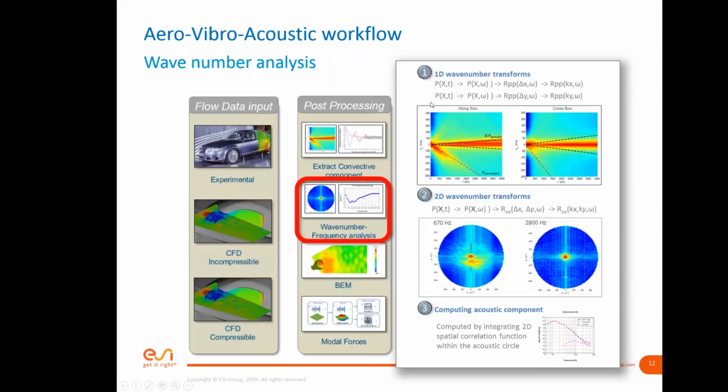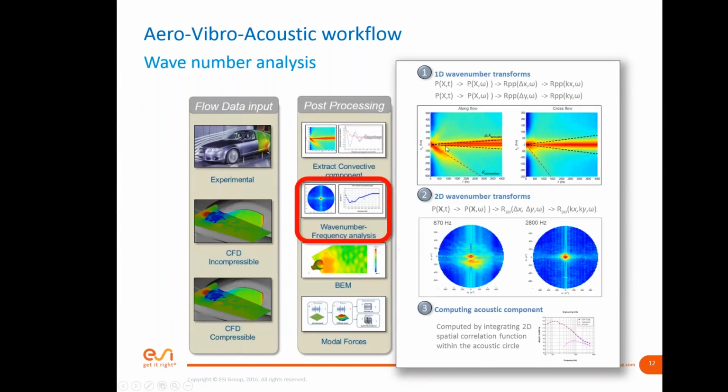Alternatively, you can use the wave number transform to have an idea of the acoustic and convective components. These can be clearly separated using the wave number analysis. You can see here a 1D wave number transform. It's a Fourier transformation in the spatial dimension, here along the flow, and here cross flow.